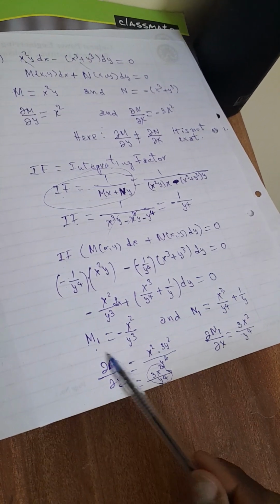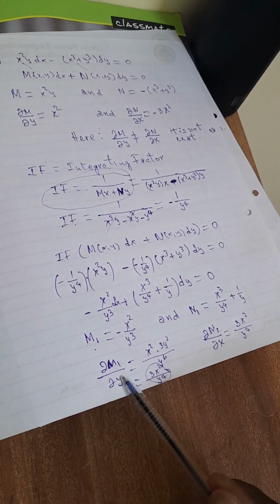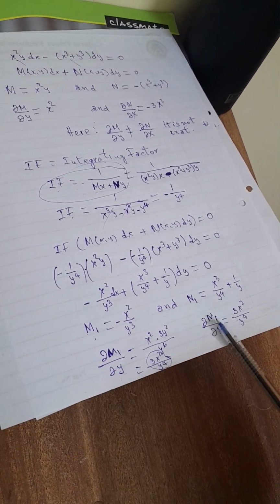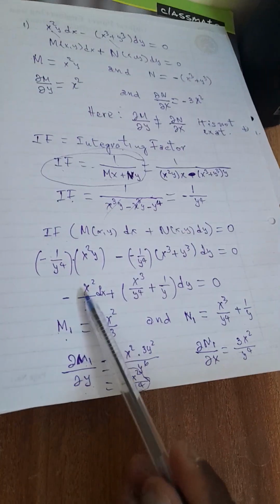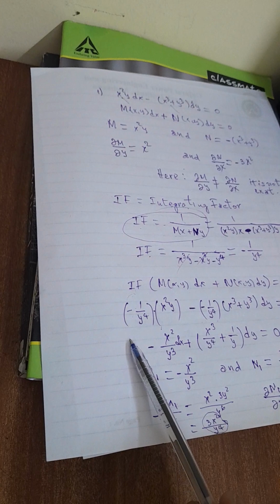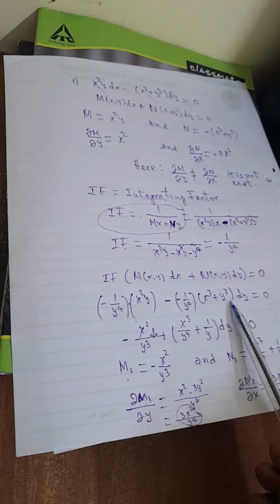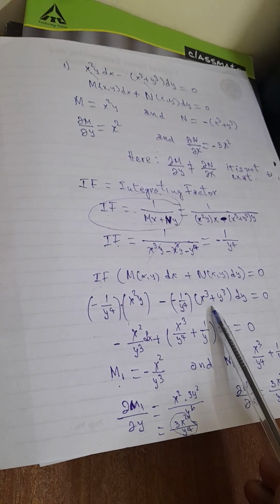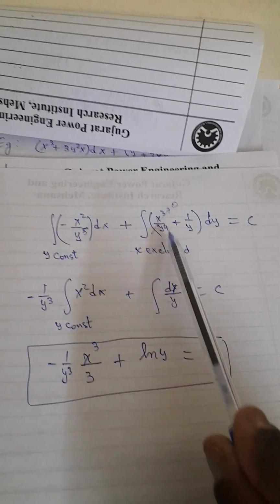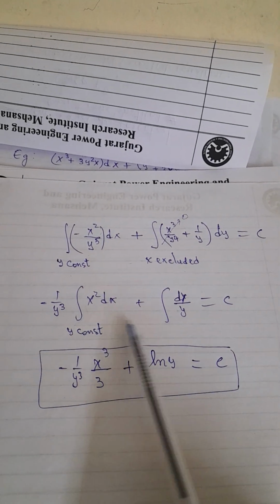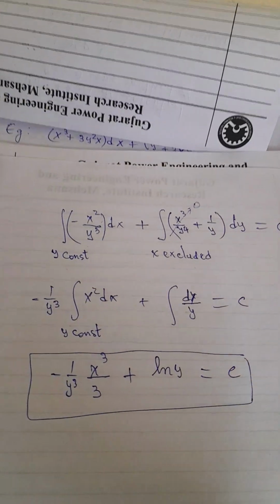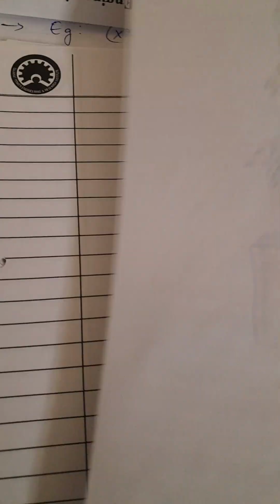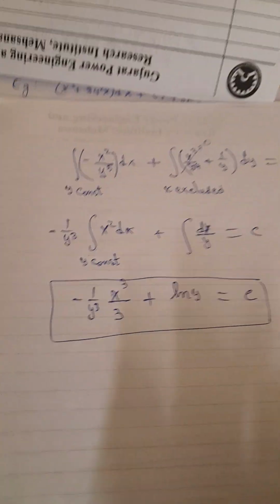Just like this. Here you know m1: this is the derivative of m with respect to y, and this is the derivative of n with respect to x. These are equal, so these are exact. So what we have to do is apply integration here and here. This integration will consider y as constant, and this one will consider x, with all the terms in x excluded. Just solve, and this will be this, and this is constant, so it's done. Thank you very much.